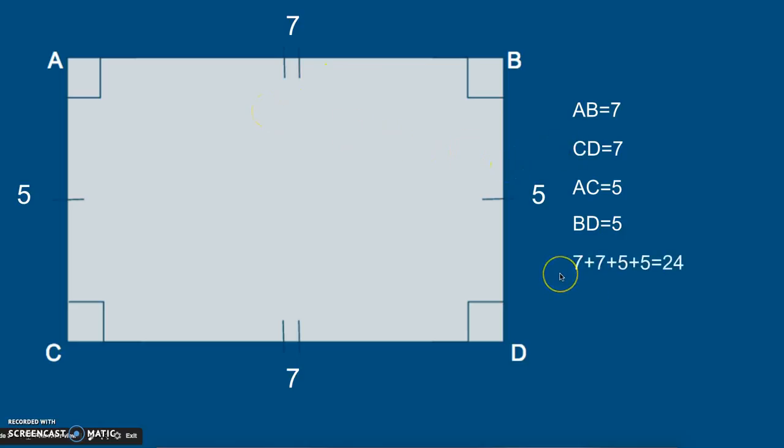So all I need to do is add them together. So 7 plus 7 plus 5 plus 5 is 24. So the perimeter of ABCD is 24.